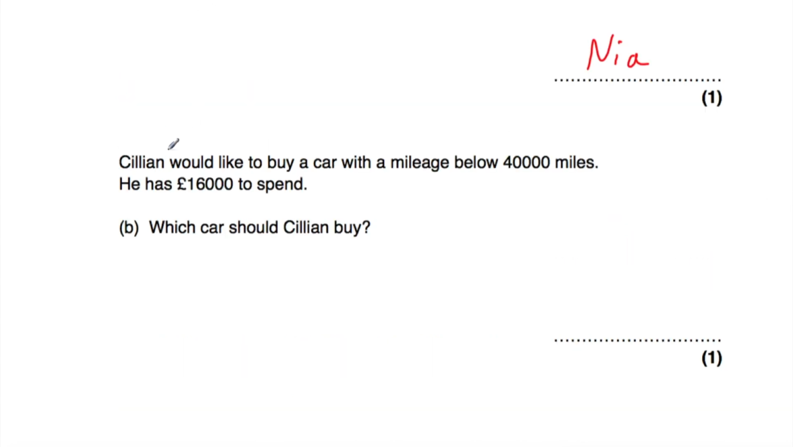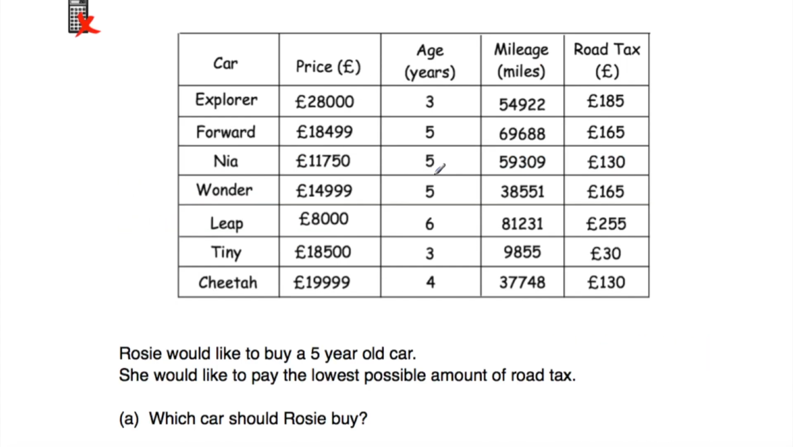Okay, so carrying on, Killian would like to buy a car with a mileage below 40,000 miles. So he would like to buy a car with a mileage under 40,000 miles, and he's got £16,000 to spend. Which car should Killian buy? So we're told that Killian wants to buy a car that costs under £16,000 with a mileage that is under 40,000. So let's start off by looking at the prices.